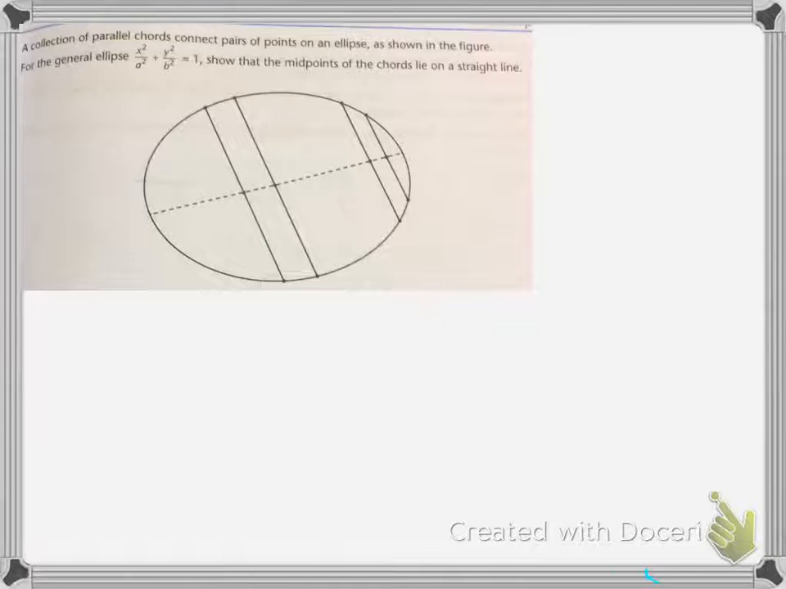Now for the midpoints, or any points, to lie on a straight line, it means that the gradient between any two points is the same. So the first thing is we need to find the relationship between x and y. The ellipse equation has x squared and y squared, so we need to find another equation, which will be using the line equation y equals mx plus c.